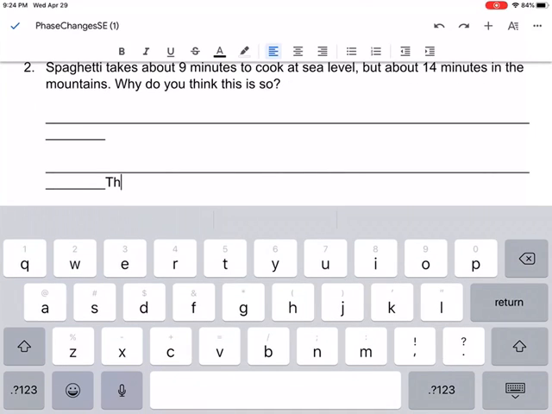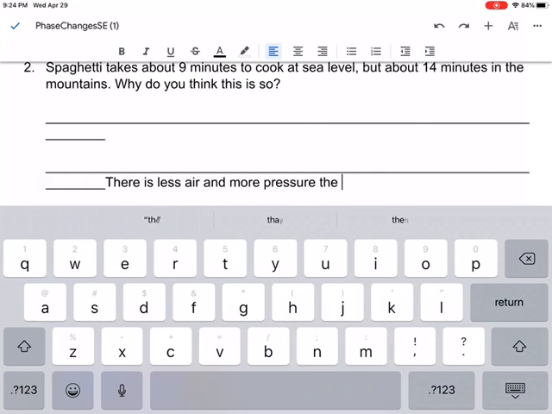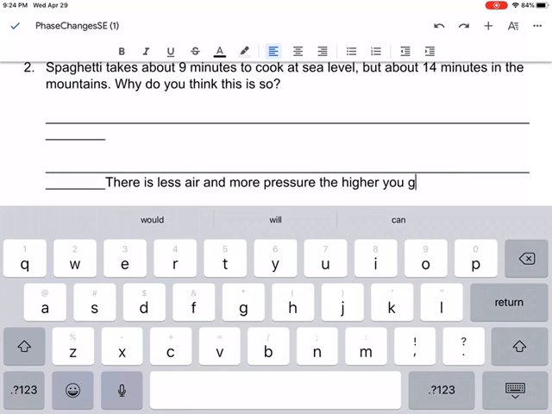Well, there is less air and more pressure the higher you get. Not higher you get, closer you get.